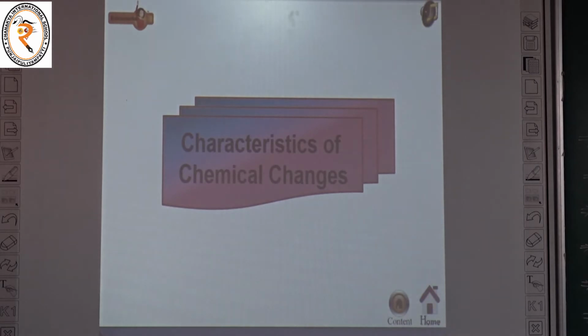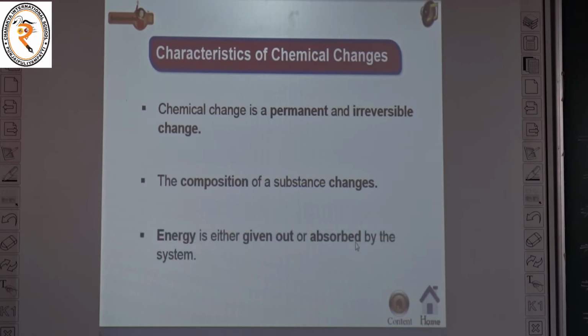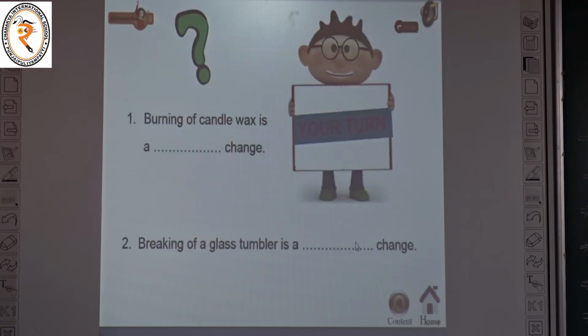And the next one, what are all the characteristics of chemical changes? See, chemical change is a permanent and irreversible change. That is, we cannot get the original from the product. And the composition of the substance changes. Energy is either given out or absorbed by the system in a chemical change. It is the time for your turn. Look at the question and answer the following. Burning of candle wax is a dash change.